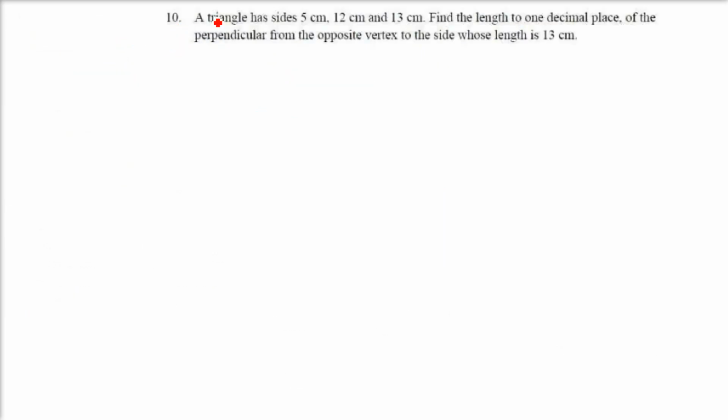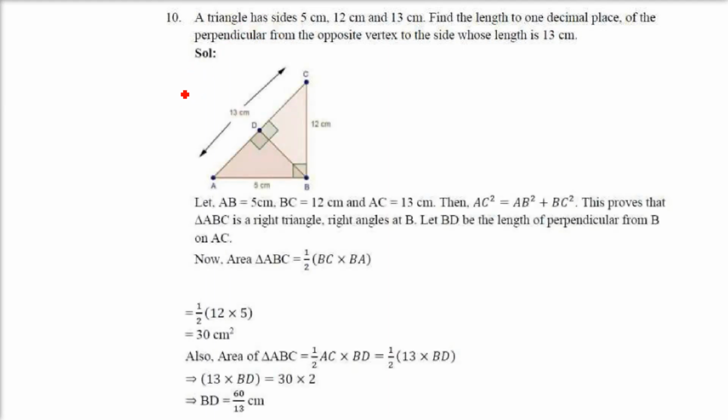A triangle has sides 5, 12 and 13. Find the length to 1 decimal place of the perpendicular from the opposite vertex to the side whose length is 13 centimeter. So here is the figure. We have to find this length. How to find this length? First of all, we'll use some different approach here. We could have done it using the similarity we used in the previous question, but let us do it in some other way.